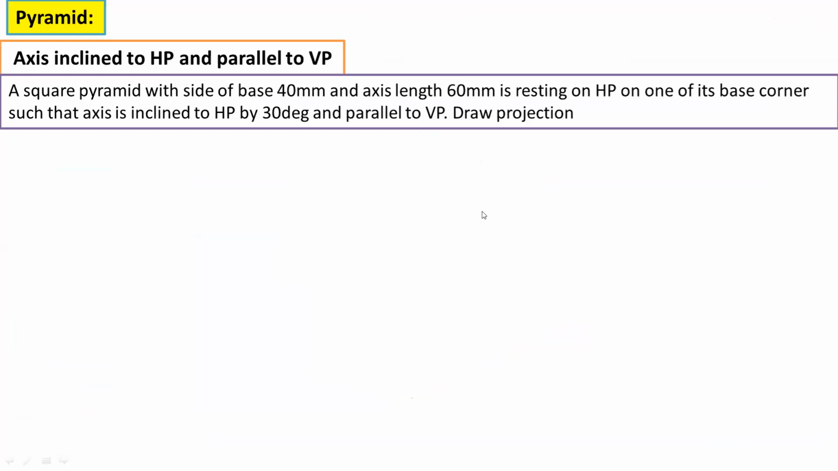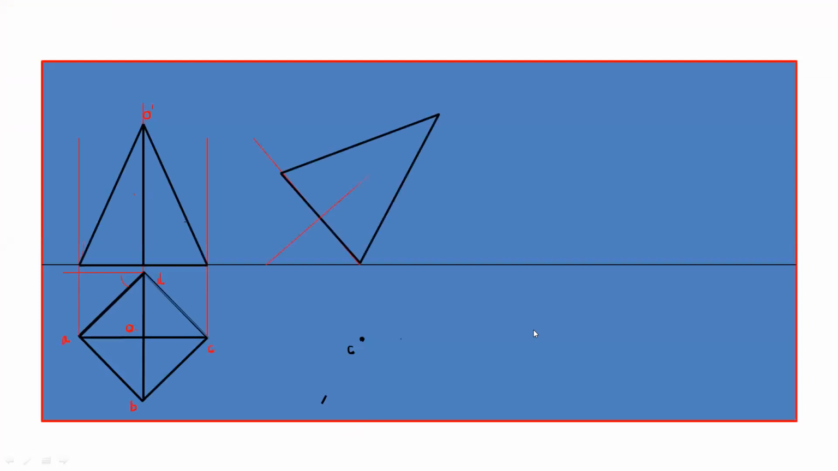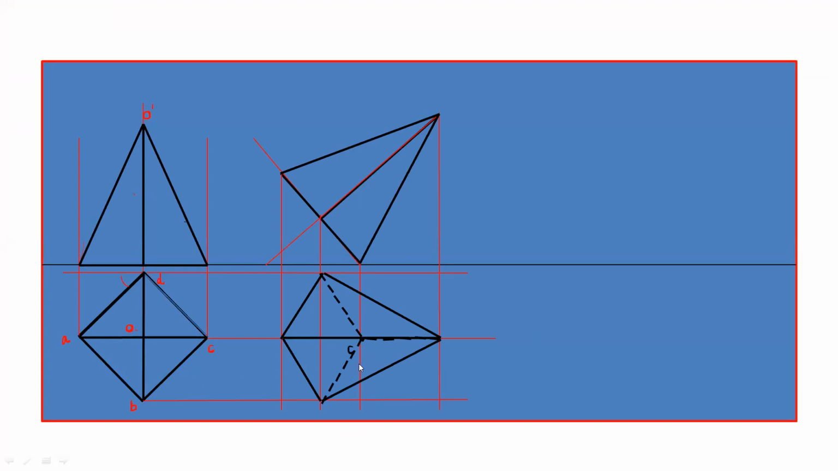So, during the first lecture, we have seen the projection of pyramid. In that problem, the axis of the pyramid was inclined to the HP and parallel to the VP, and the pyramid was resting on one of the base corners. So this was the given position where the axis is inclined to the HP and parallel to the VP, and the pyramid is resting on the base corner. So this is the complete projection in the first stage and in the second stage.